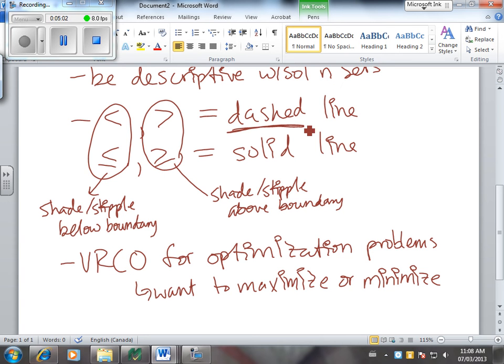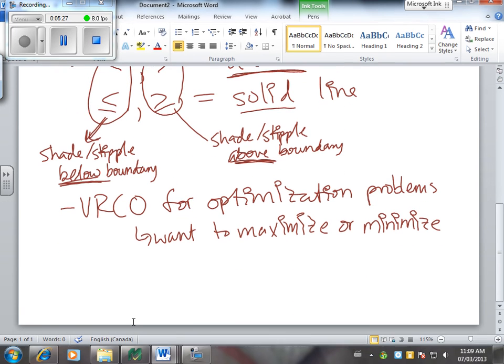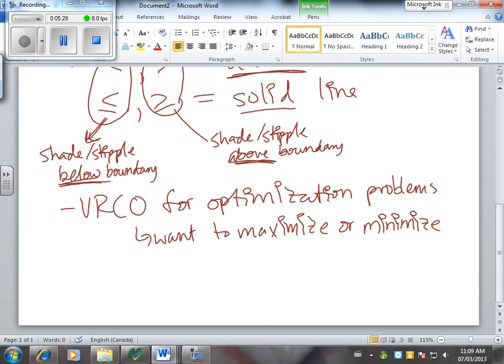If you have a less than or equal to or a greater than or equal to, you have a solid line. When you're working with less than or equal to, you will shade or stipple, depending on what kind, below the boundary line. But if you have a greater than or equal to, you will shade or stipple above the boundary line.